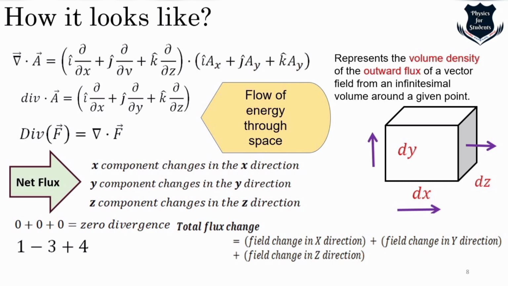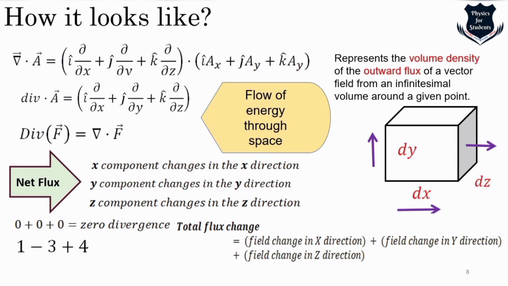So the total flux change would be the field change in the x direction plus the field change in the y direction plus the field change in the z direction. Taking forward with this total flux change, now you will understand why we are using partial derivatives. So obviously the question comes: why in those equations do we have partial derivatives? So let us move ahead with that.